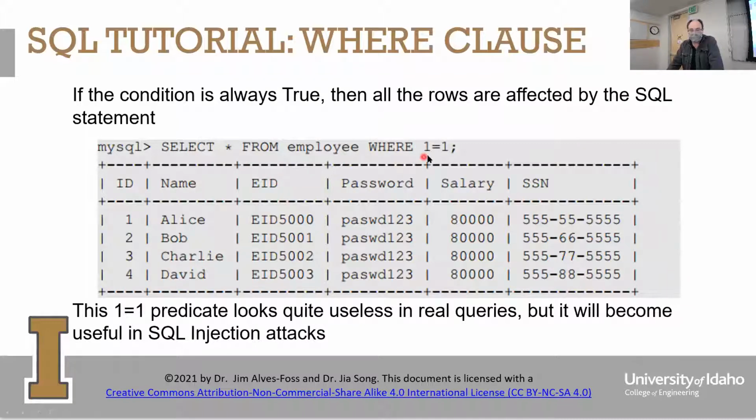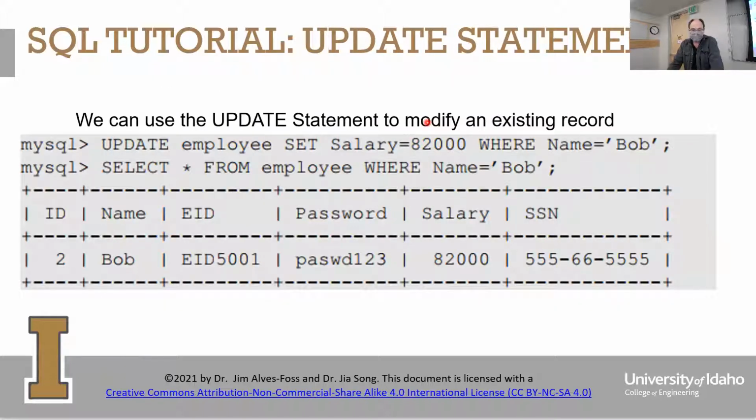What if I said where 1 equals 1? Well, 1 equals 1 is true. So select star from employee where true. It gives me all employees because the predicate interpreted this and said, I got true, always true. Oh, that's useful. And we could use the update statement to modify an existing record. Update employee, setting the salary to 82,000 where the name is Bob. Then if I select star from employee where name is Bob, I now have the salary of 82,000 where it was 80,000. I just gave him a raise. Nice.